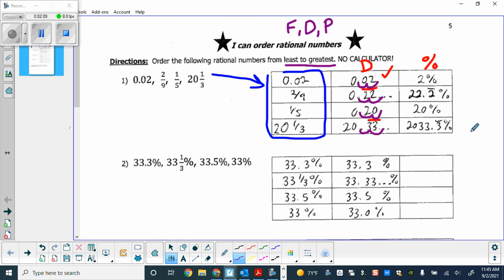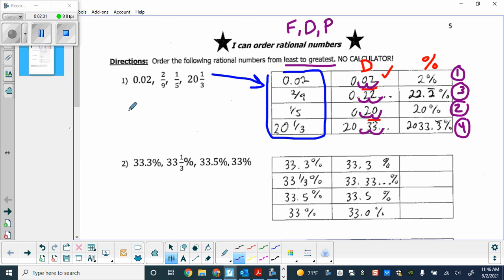Makes it very, very clear to see here that 2% is the smallest number. So this is the smallest one in my list. Then I'm going to have a 20%. Then a 22.2 repeating percent. And last but not least, get it? Literally, last but not least, it's actually the greatest. We've got the fourth biggest number here. And so there you go.